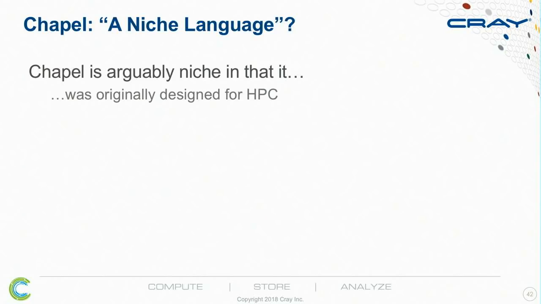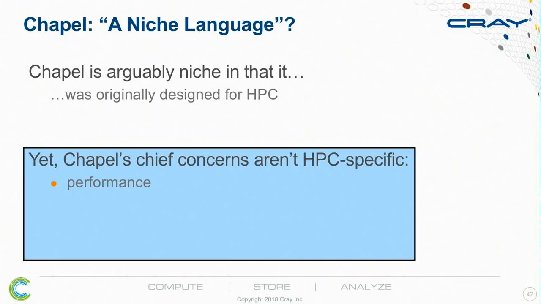So I wanted to dive into this a little bit and say, first of all, are we a niche language? One way in which you could view us as being niche is that Chapel was originally designed for HPC, and HPC is arguably a niche field within computer science. But that said, if we step back and look at Chapel, Chapel cares about performance, and I think a lot of people, even outside of HPC, care about performance. We've heard a lot about that today.